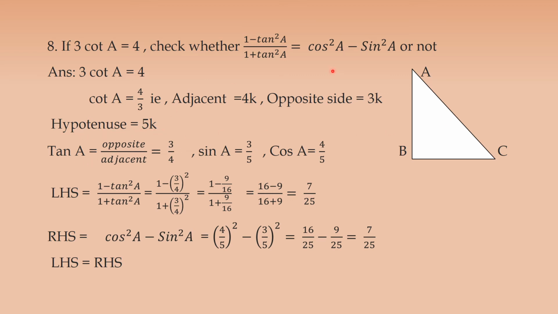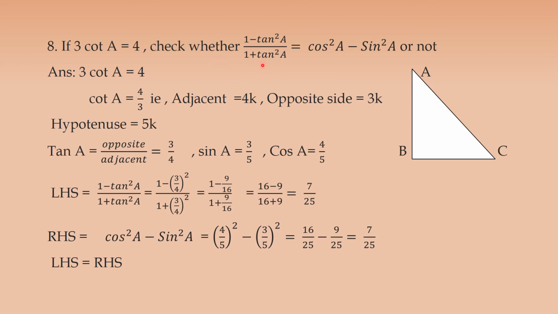To find the value of tan A, we can say it is opposite side by adjacent side. Opposite to A is BC, by adjacent AB, is 3 by 4. In the same way, we can find the other ratios also, sin A and cos A. Sin A will be opposite by hypotenuse, which is equal to 3 by 5. Cos A is adjacent by hypotenuse, equal to 4 by 5.